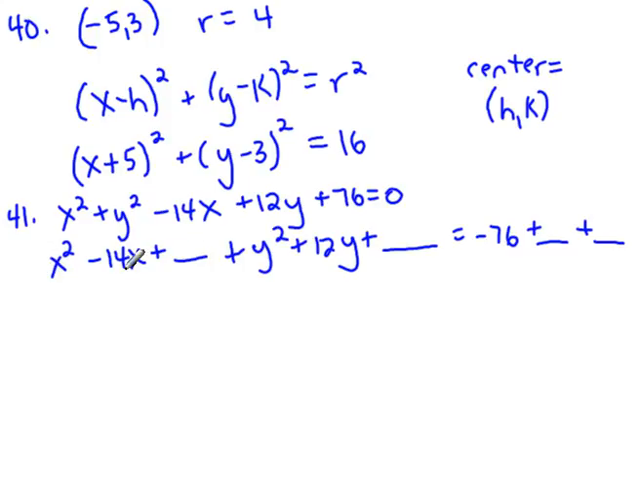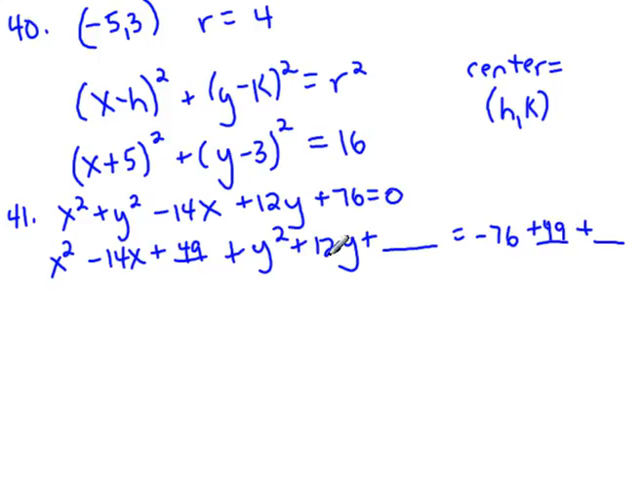Now I take half of negative 14. Half of negative 14 is negative 7. Square that, it's 49. Again, I take half of the linear coefficient, the number in front of x. Half of negative 14 is negative 7. Square that, you get positive 49. And of course that means I have to add 49 over here.